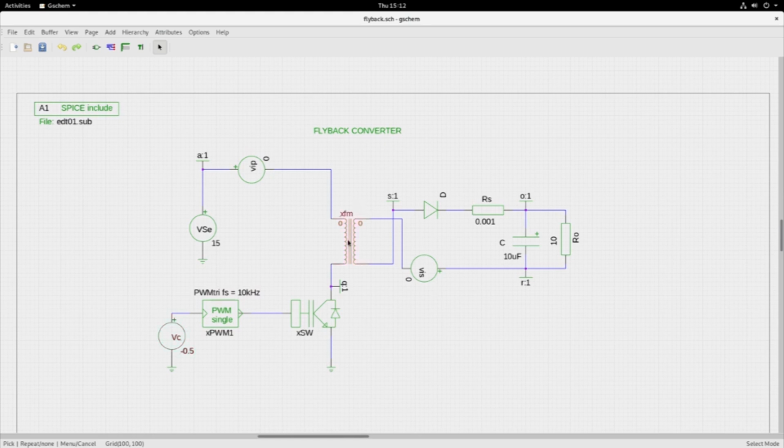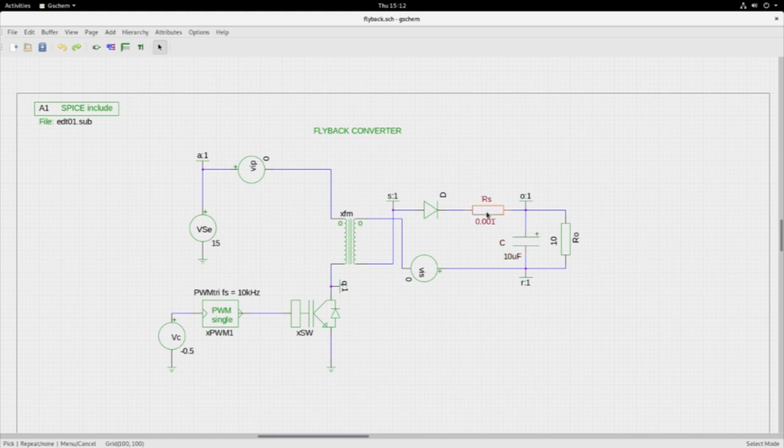This magnetics here is the flyback transformer or the flyback inductor, and this is the secondary side diode, and you see the capacitor at the output. So this is the flyback converter.